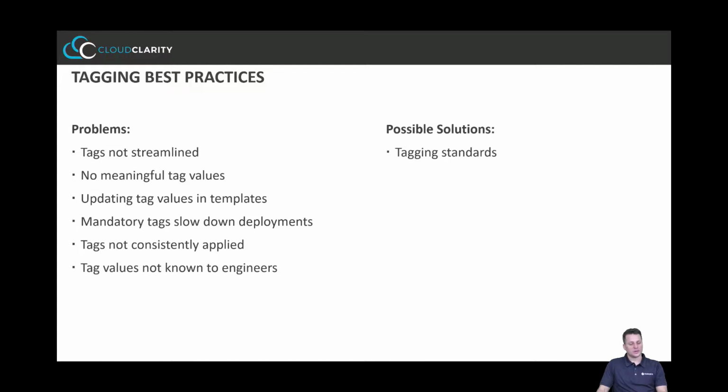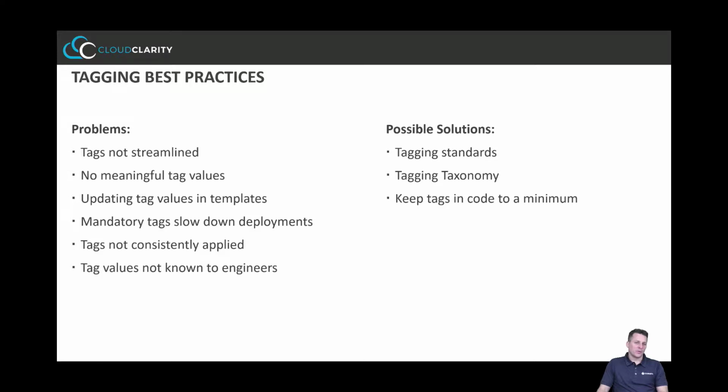So I noted possible solution as tagging standards and tagging taxonomy, and I really encourage you to look at the Cloud Adoption Framework documentation if you haven't already done that. The next two are updating tag values in templates and mandatory tags slow down deployments. So obvious solutions are to keep tags in code to a minimum and to keep mandatory tags to a minimum.